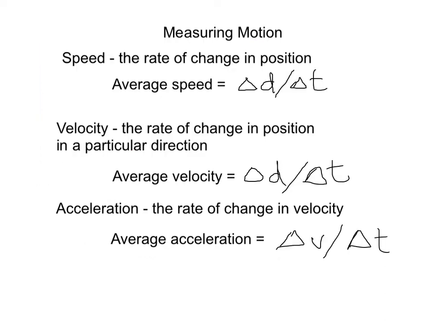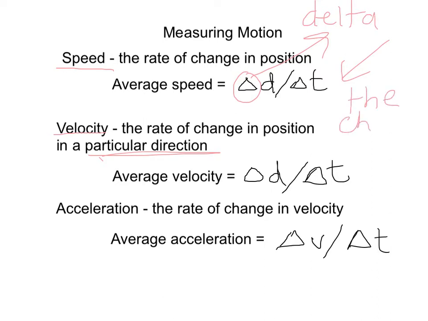Here are the 3 ways that we're going to measure motion in this class. We're going to measure speed and velocity, which are really the same thing except that velocity happens in a particular direction. So speed and velocity have the same formula. You take the change in distance, divide by the change in time. In class, I talked about the fact that these little wacky-looking triangles are actually the Greek letter delta, and they mean the change in. It's the change in whatever comes after it.